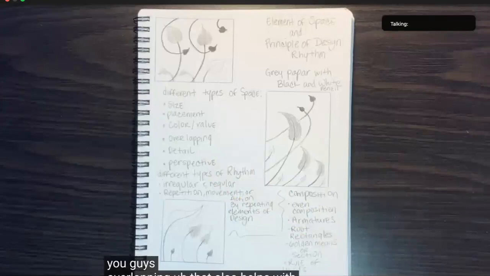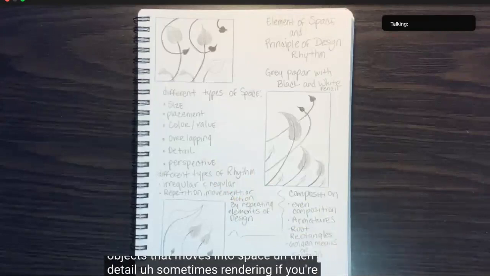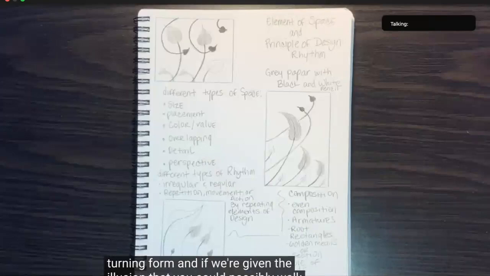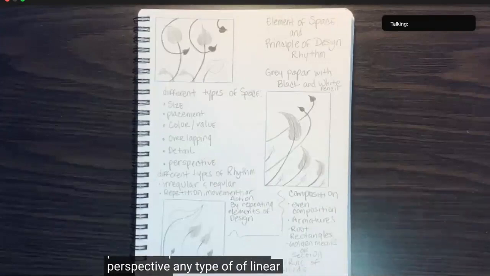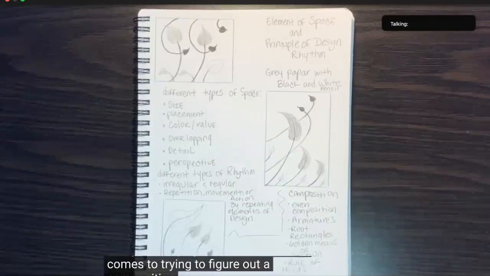Then when it comes to overlapping, that also helps with space as well, because you can overlap objects that move into space. Then detail, sometimes rendering, if you're coming in with light logic principles, that also helps with space because it's turning form and giving the illusion that you could possibly walk around it. So detail can definitely help when it comes to trying to get particular space, as well as perspective. Any type of linear perspective, whether it's 1 point, 2 point, or 3 point, or atmospheric perspective, and also isometric perspective can help with that as well. So those are different types of space that you can play around with when it comes to trying to figure out a composition.